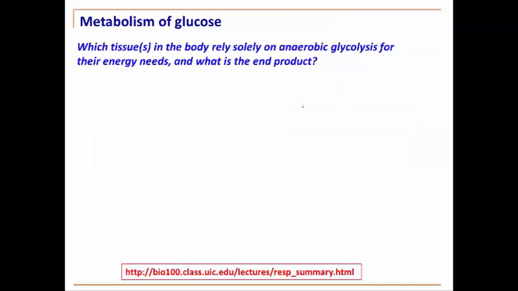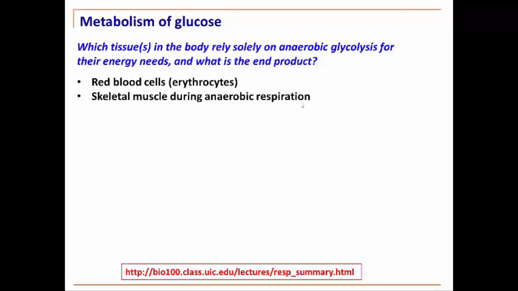So if we're thinking about glucose, I want you to think about this: which tissues in the body rely solely on anaerobic glycolysis for their energy needs? And what's the end product? So what tissues only work anaerobically? Well, red blood cells. So red blood cells only work anaerobically, and therefore the end product of this is lactic acid. That lactic acid leaves the red blood cells, enters the blood, goes to the liver, and that lactic acid is then converted back to glucose so it can be used again through gluconeogenesis we've talked about before.